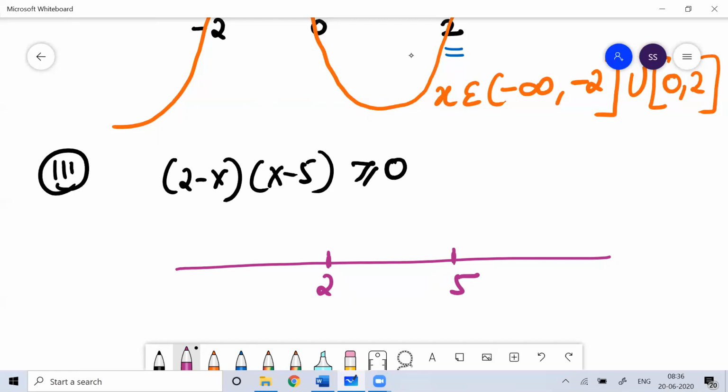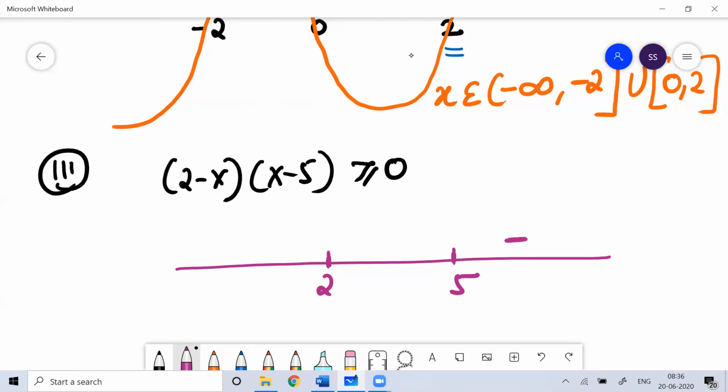So 2 minus 6 is negative and 6 minus 5 is positive. So negative into positive would be negative value. So this is negative. Now you can put any value between 2 and 5, suppose 3. So 2 minus 3 is negative and 3 minus 5 is negative. Negative into negative, you will get positive.